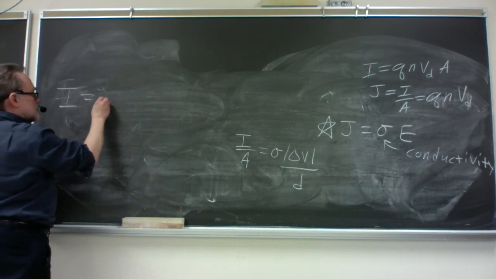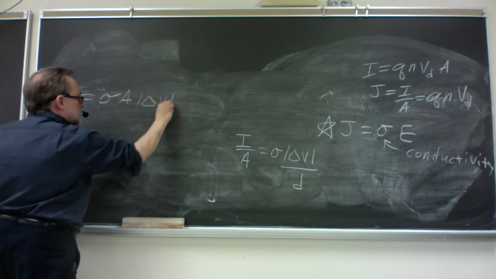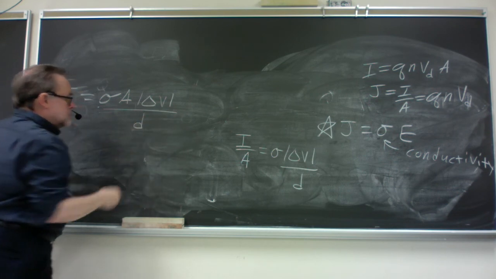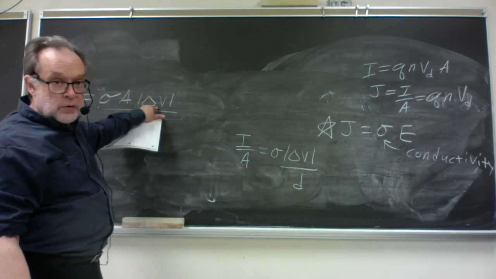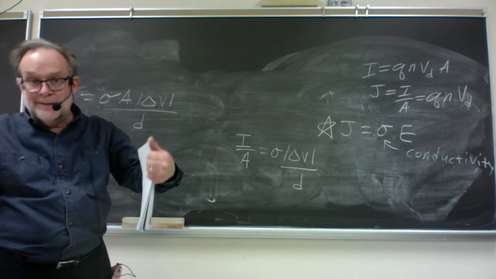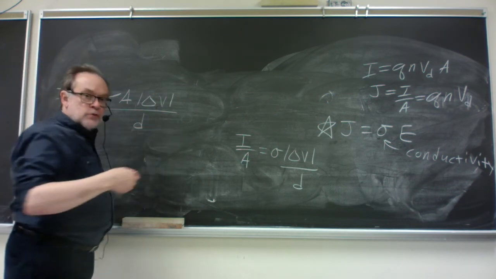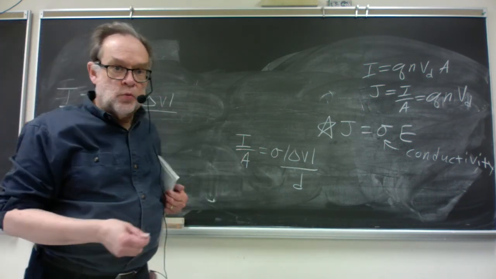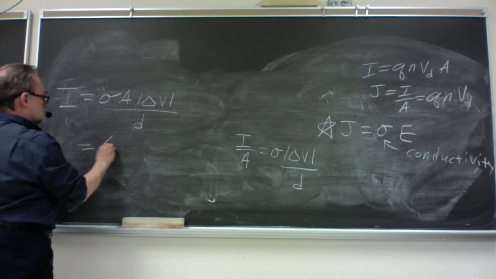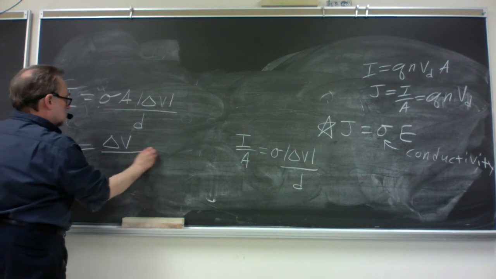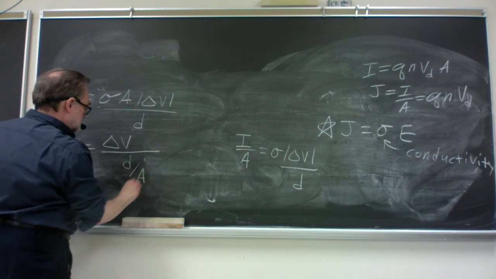Current equals conductivity times A, times the size of the potential difference over D, which is just the length, the distance between the points that have these two different potentials, or equivalently, the length of the segment of wire, where this is the difference in potential between the two ends of that wire. Let me rewrite that a little bit. Delta V equals distance over A.